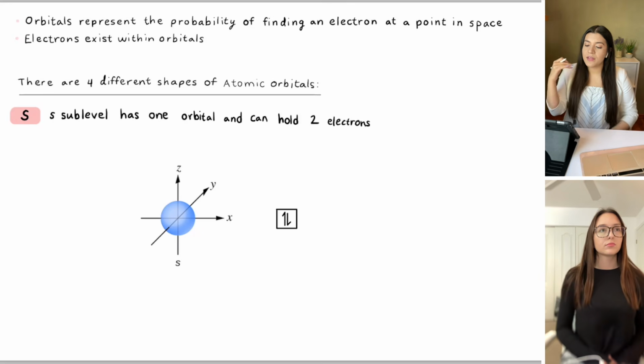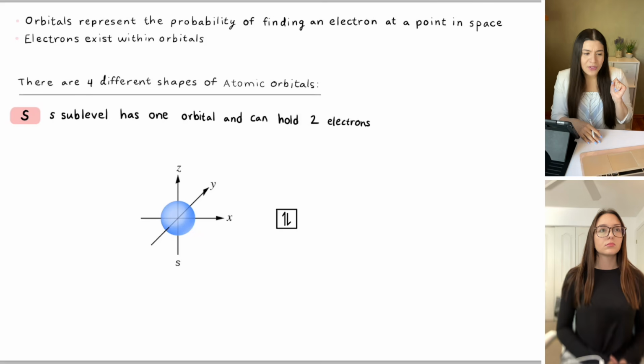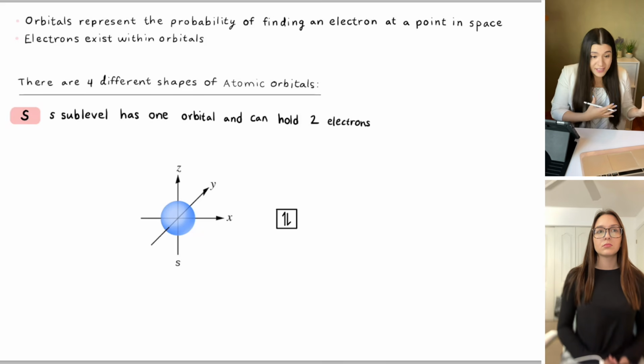So just starting off with what orbitals are and what they represent. This is a fancy definition of saying it's the probability of finding an electron at a point in space. I just want you to think that electrons hang out there, okay? Electrons like to be in orbitals. That's probably the most likely place that we could find them. I can't say that it's definite, but we know that electrons exist within orbitals.